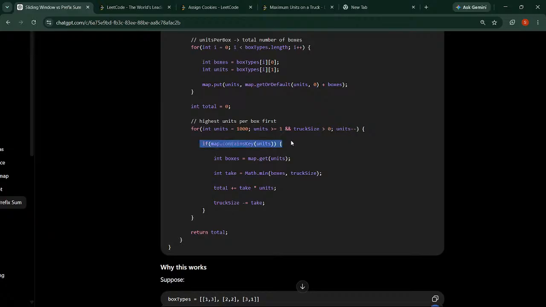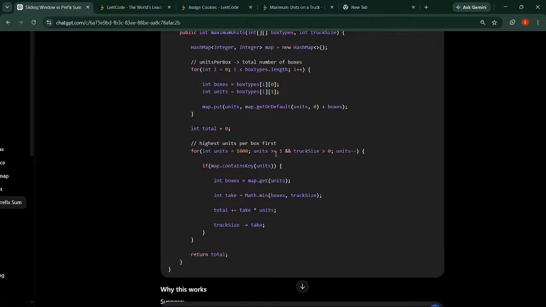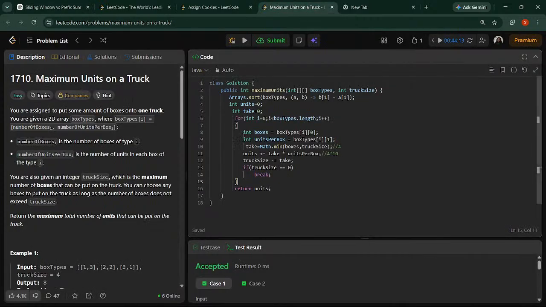If map contains units, boxes the units and take minimum. Okay, it's the same approach. Basically, we are just taking it row wise using key value pairs. Your solution, but I think space is less in your code. Yeah, I think hash map takes more space than the variables. We only took like two or three variables here.